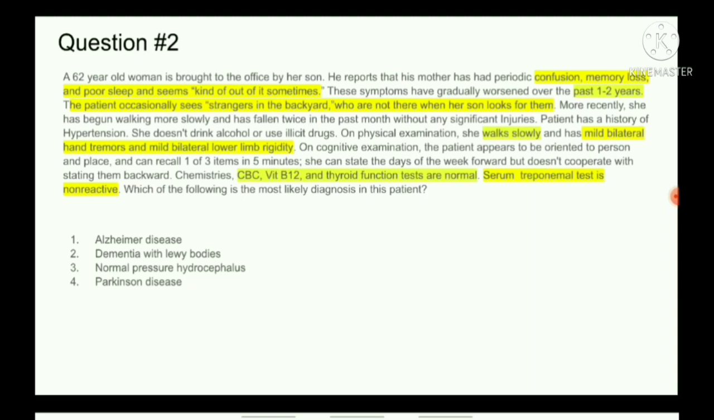Hallucination is a sign of Alzheimer's, like intermediate Alzheimer's, and other symptoms like walking slowly, which is bradykinesia, hand tremors, lower limb rigidity, the symptoms of Parkinson's, and the mixed symptoms of Alzheimer's and Parkinson's is characteristic of dementia with Lewy body. So the answer here is dementia with Lewy bodies.